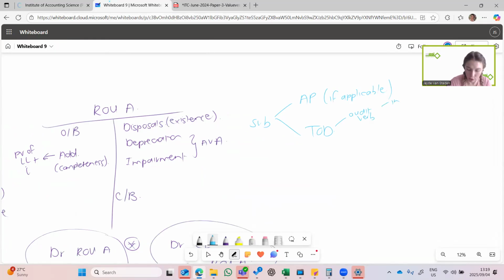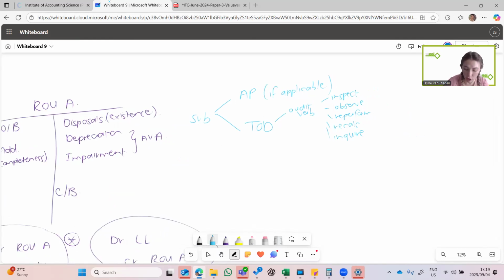Okay, and those audit verbs are inspect, observe, reperform, recalculate, and inquire. Okay, inquire has to be corroborated. What does that mean? It needs to be supported by evidence from one of these other procedures. So you either have to inquire and inspect something to corroborate that, or you have to reperform something or recalculate something to corroborate whatever you've inquired.